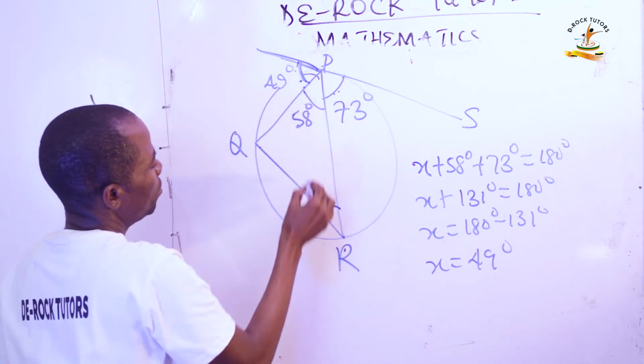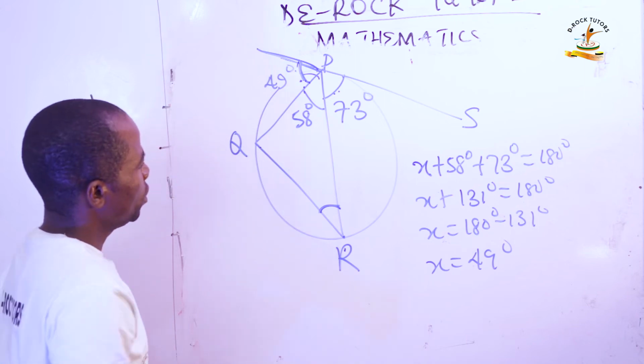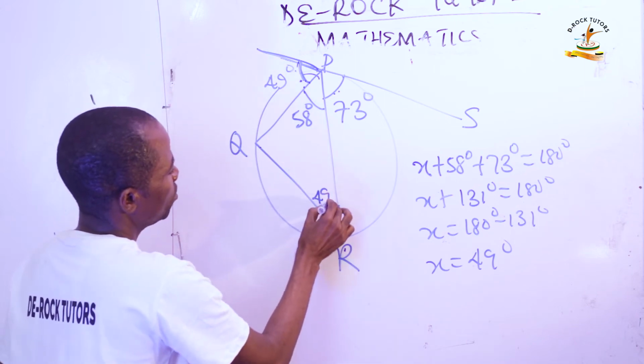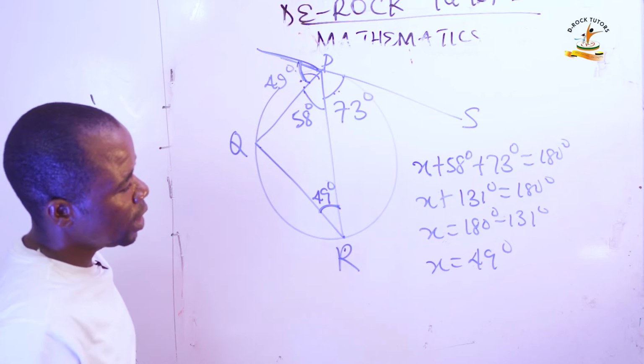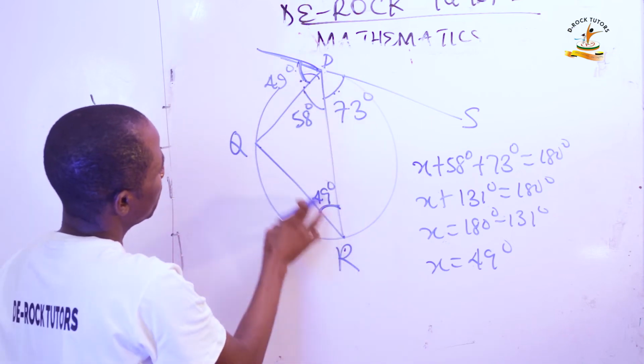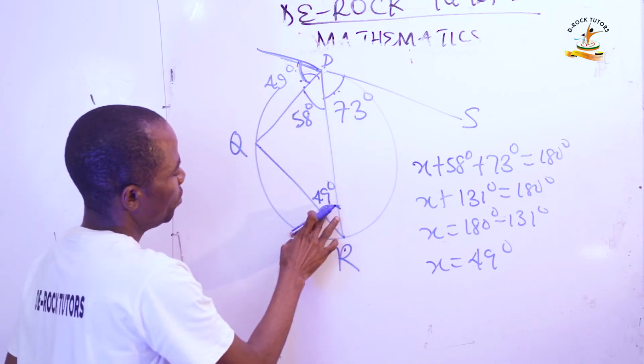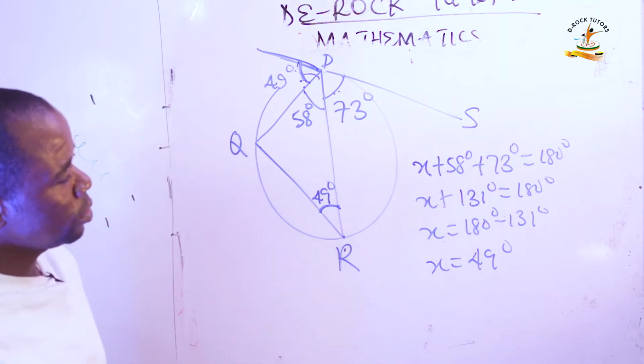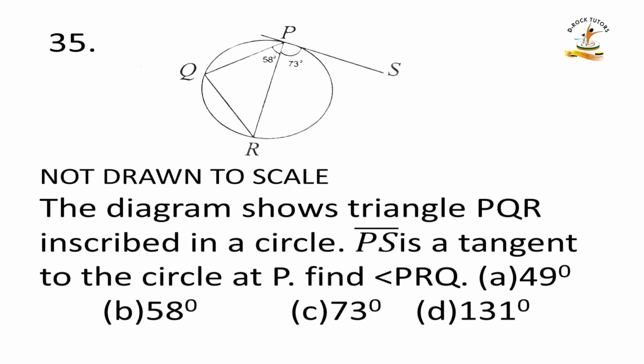And this angle is congruent with this angle here. So this angle is also going to be 49 degrees. And that is the angle we are asked to calculate, angle PRQ. So the angle here is 49. And if you look at the options, that is option A. Let's go to number 36.